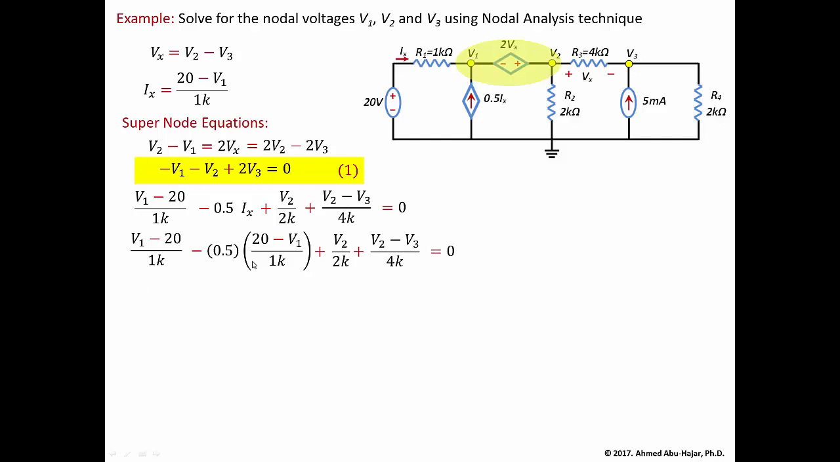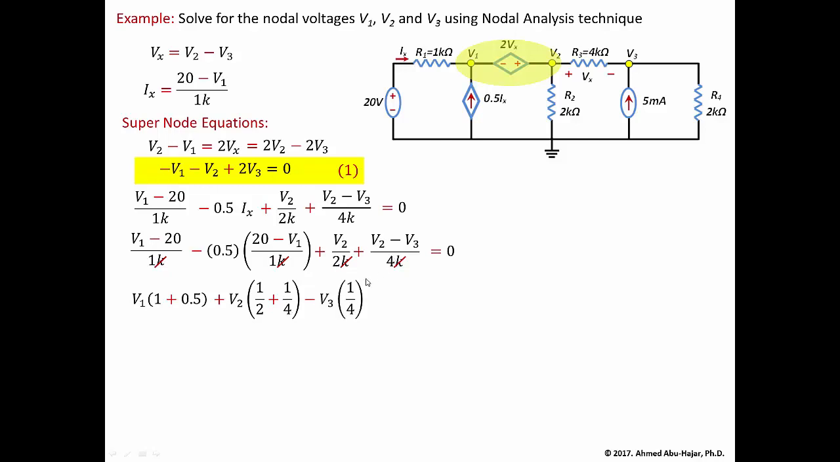We're going to get rid of the 1Ks here. Basically we multiply by 1K on both sides of the equation, so the 1Ks cancel out. Then we group the V1, V2 and V3 terms and move the other numbers to the other side. For the V1, I will have 1, and then minus the minus is going to be plus. So minus 0.5 times the minus 1 is plus 0.5, times V1. For the V2, I will have V2 over 2 plus V2 over 4, so 1/2 plus 1/4.